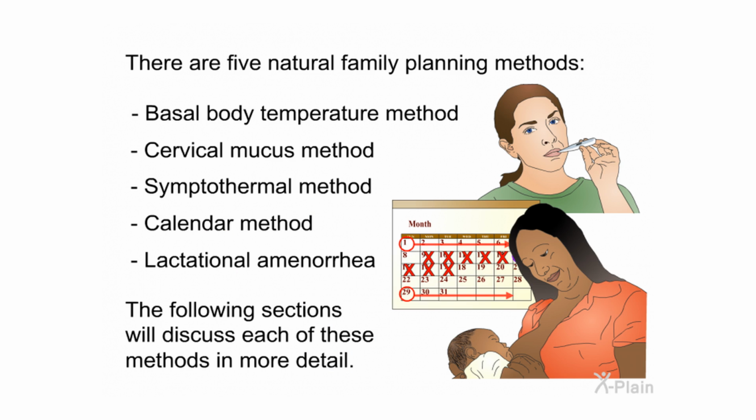There are 5 natural family planning methods: basal body temperature method, cervical mucus method, symptothermal method, calendar method, lactational amenorrhea. The following sections will discuss each of these methods in more detail.